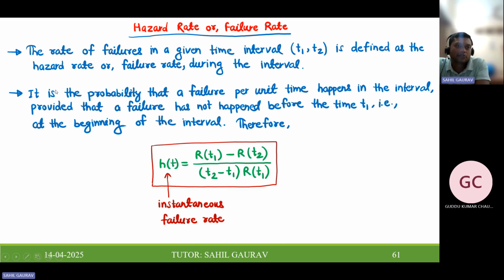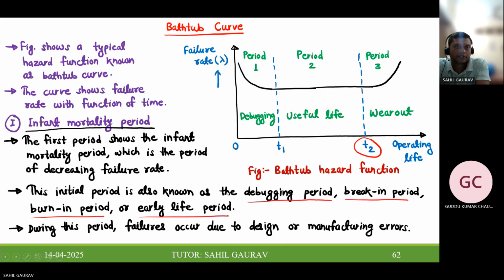Next thing that comes is hazard rate or failure rate. The rate of failures in a given time interval is defined as the hazard rate or failure rate during the interval, and it is the probability that a failure per unit time happens in the interval, provided that failure has not happened before the time t1, that is at the beginning of the interval. Therefore hazard rate, or instantaneous failure rate, is (R(t1) minus R(t2)) upon (t2 minus t1) into R(t1).